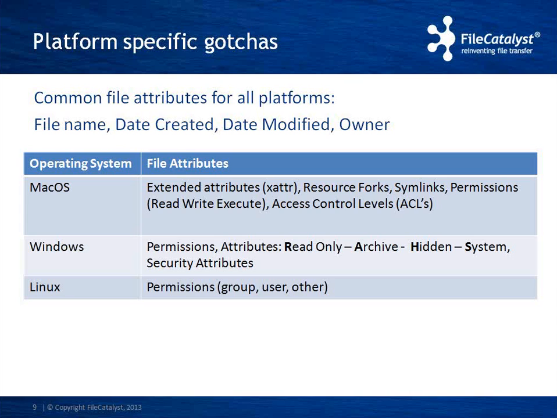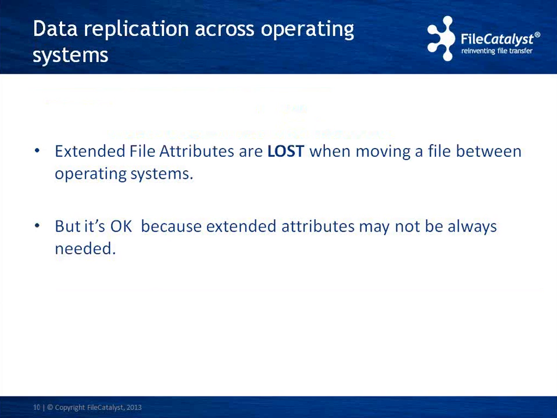Same thing on Windows. You also have your attributes: read-only, archive, hidden, system, and security attributes for the files. Once again, an rsync solution has to be able to support some of these. And on Linux, you have your permissions for group, user, and other, which I guess also applies to macOS because it's very similar to a Linux-based system. So all of this has to replicate, not just the file, but all these other properties as well.